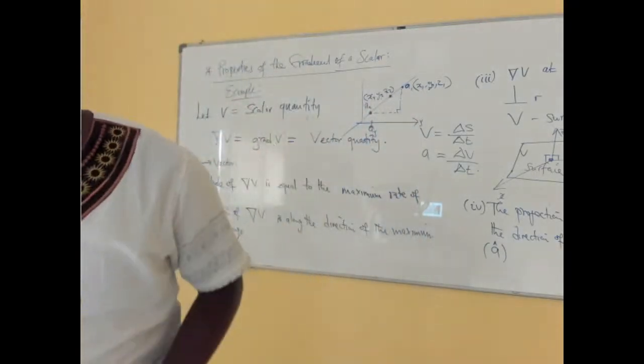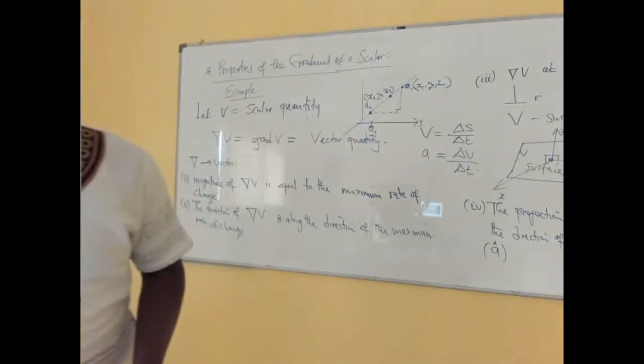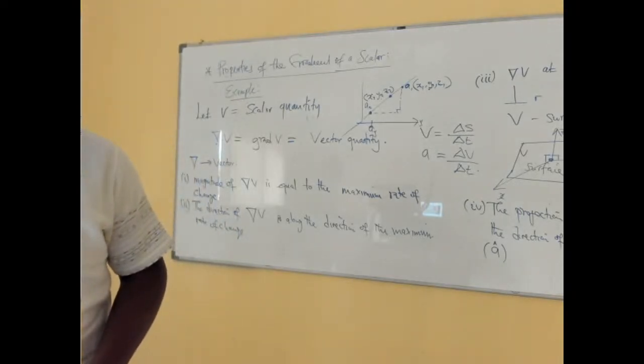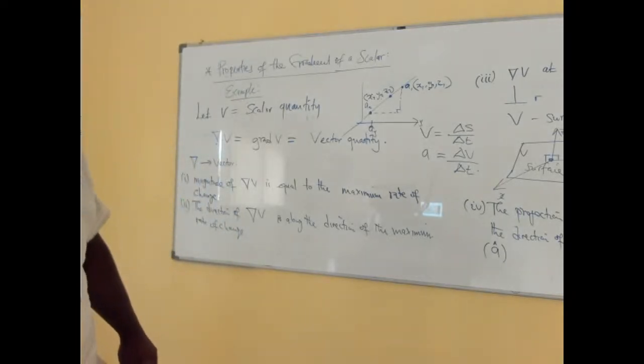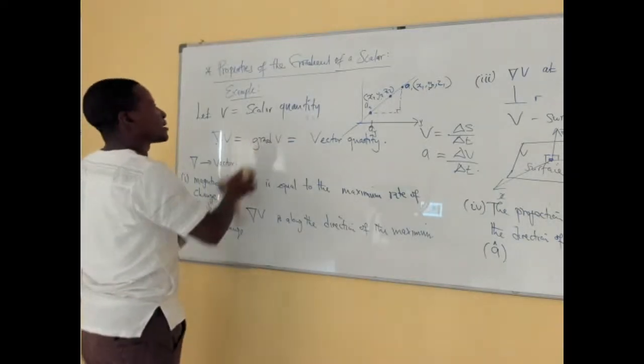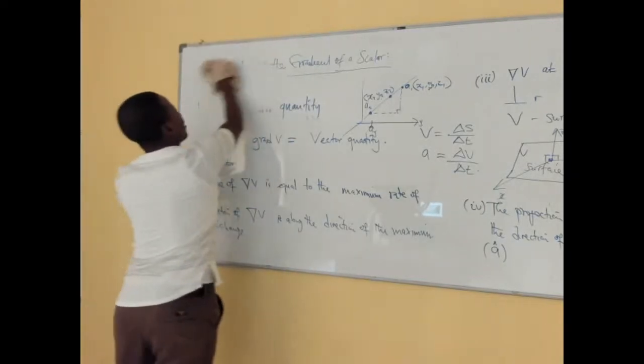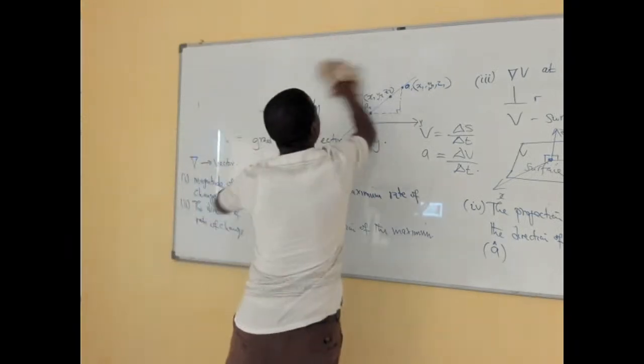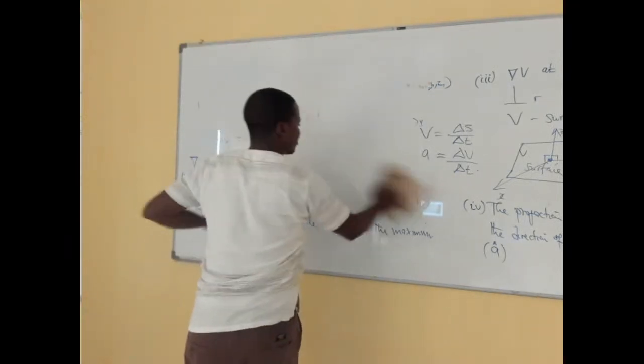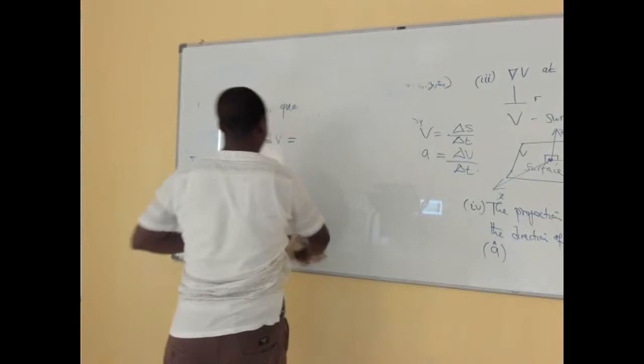Now, we move on to what is called the divergence of a vector. Right. So we have looked at the properties of the scalar. Now let's see what is known as the divergence of a vector.